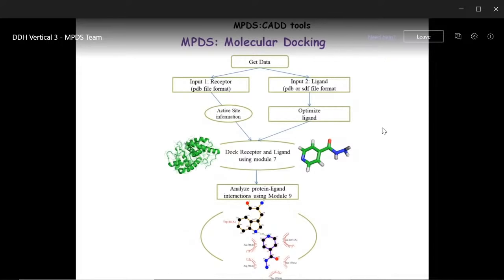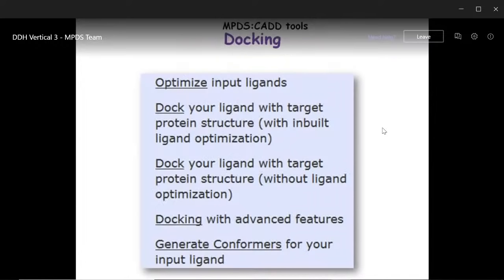Before docking, you can also assign active site information by selecting some active site residues, if you know them. Before the docking process, you can also optimize your ligand, and after performing the docking, you will get the complex file, which you can analyze in the data analysis module, that is 9, and you will get the information about hydrogen bond, hydrophobic interactions, etc. So these are the steps of docking.